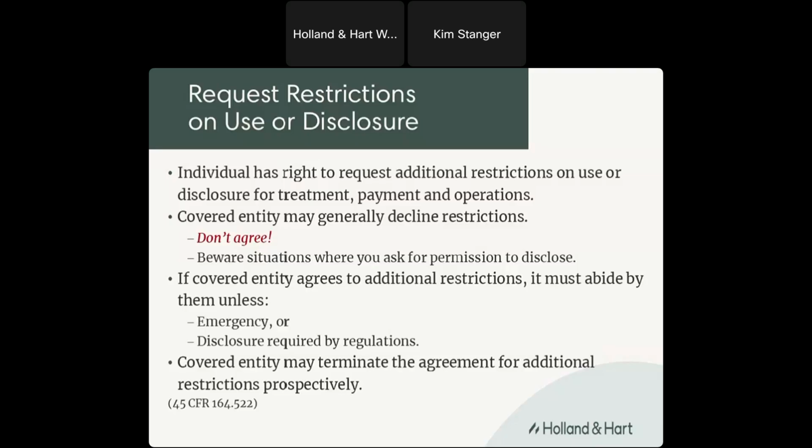You make disclosures all the time to health insurers or collection agencies and such, and you don't want to have to get the patient's authorization to make those disclosures. So don't ever agree to those restrictions. If you do agree to those restrictions, you've got to abide by it. And that means you can't disclose that information for treatment, payment, and healthcare operations contrary to that agreement unless you cancel that agreement. And even then, it only applies to information that's created after the date that you cancel it.